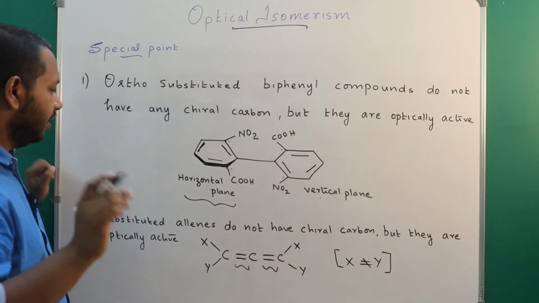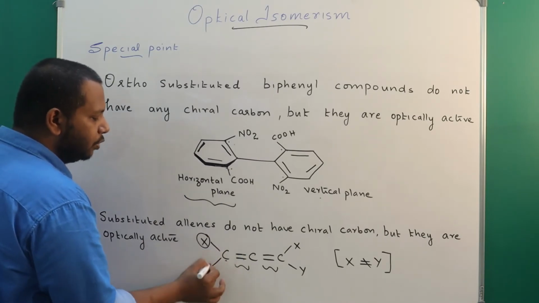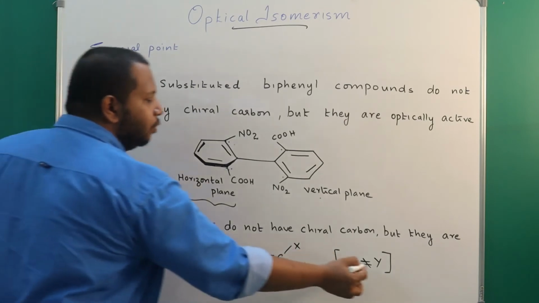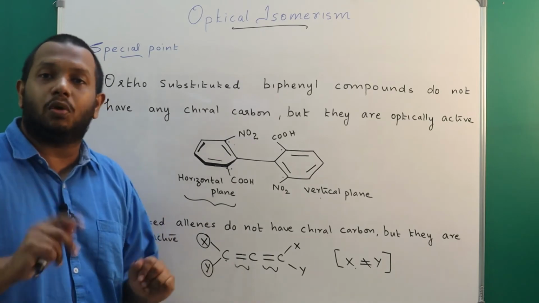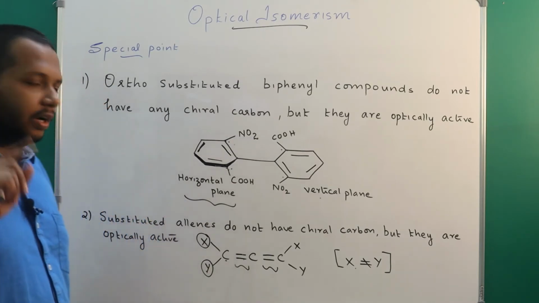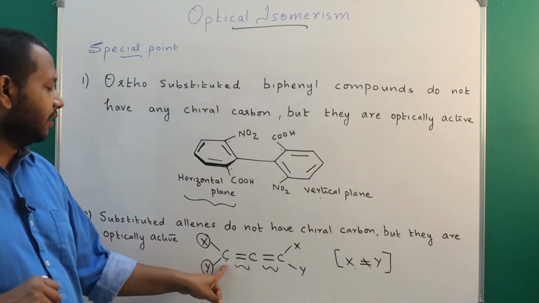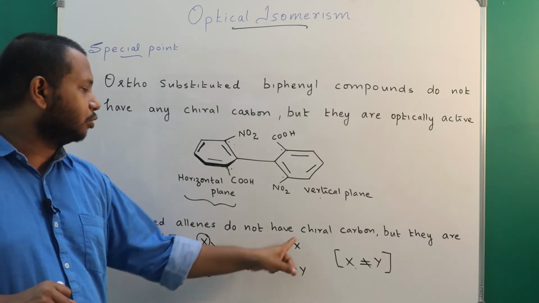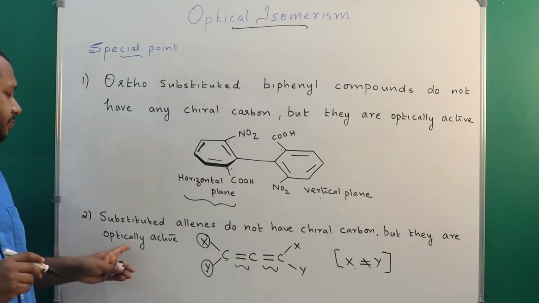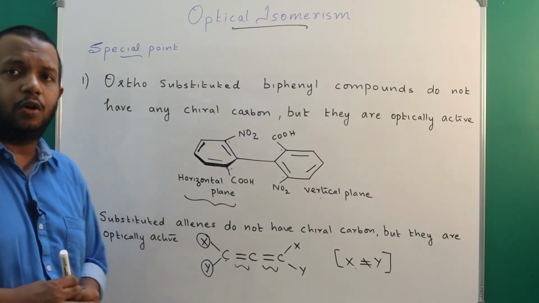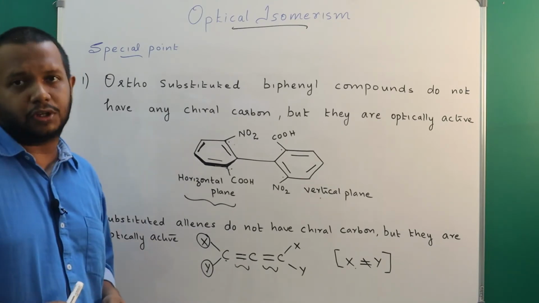The other important condition is that the sp2 hybridized terminal carbons should be substituted, and they should be different. X should not be equal to Y. If X is equal to Y, then this will not exhibit optical isomerism. So two conditions: it should have an even number of double bonds, and the sp2 hybridized terminal carbon atoms should be substituted differently. Then only substituted allenes are optically active. I hope these two points are clear for you. Yes. Now we'll go to the third and fourth special points.